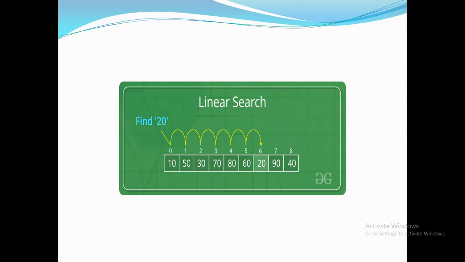So that means we first compare the zeroth position element, after that the first position element, then the second position element, the third position element, the fourth position. Like this we compare the elements sequentially until the element is found. So this is the implementation process in linear search.